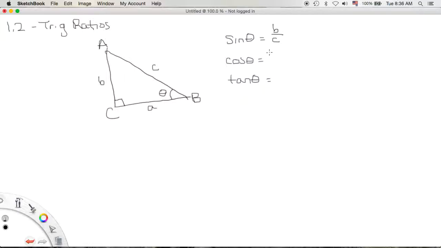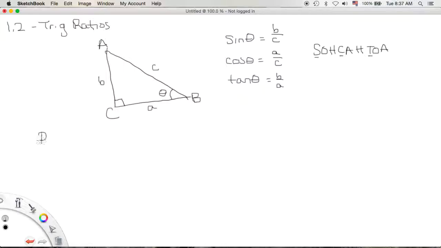Remember, these are ratios, so we're taking the ratio of side lengths of the right triangle. Cosine is the adjacent over the hypotenuse, and then tangent is the opposite over the adjacent. You may remember that you learned SOHCAHTOA. The sine is opposite over hypotenuse, cosine is adjacent over hypotenuse, tangent is opposite over adjacent. So those are all the basic ones that you learned last year.